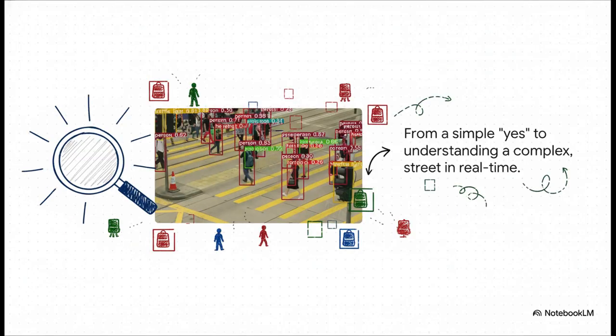And this is what it all leads to. We started with a super simple question, is there a car? And we end up here, with a machine that can look at a crazy, busy street and, in real time, find and track every person, every car, every traffic light. It's just a phenomenal leap.